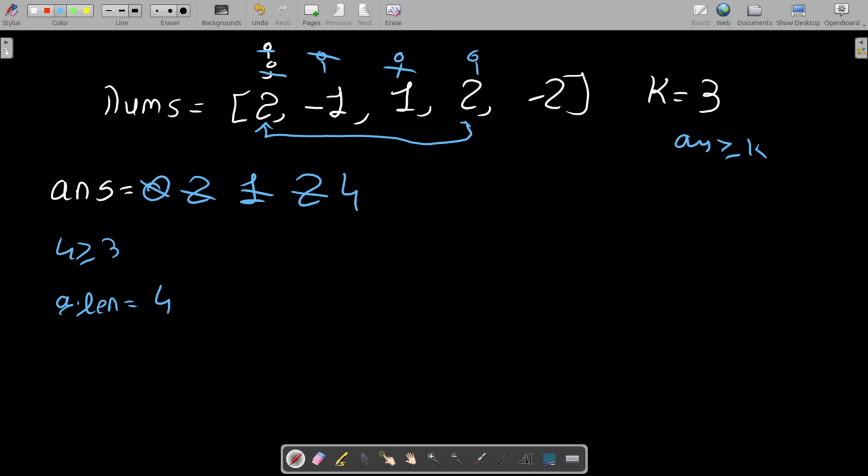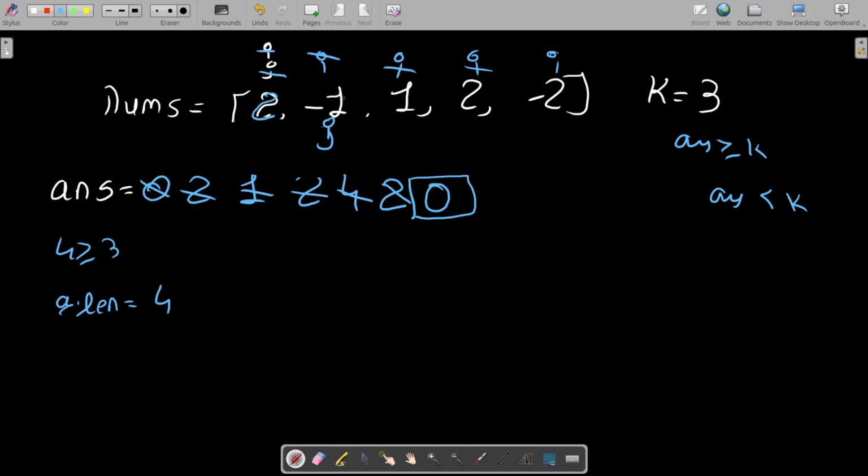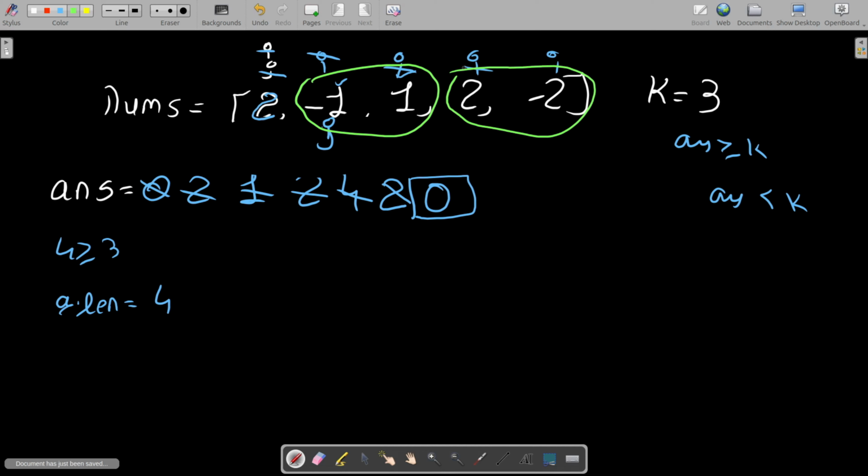So when we shrink this window, let's take the eraser and show you the answer. When we shrink this window, our j comes here, so we would take 2 and our I is here. Now the shrinking is done because our answer is now less than k, so we would take our I as here and our answer goes to 0. Did you see that -1 and +1 are cancelling each other, and -2 and +2 are also cancelling each other.